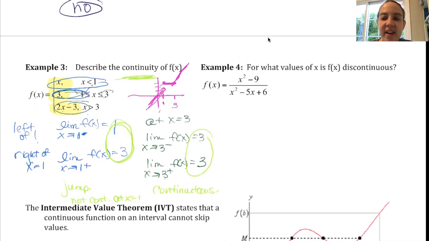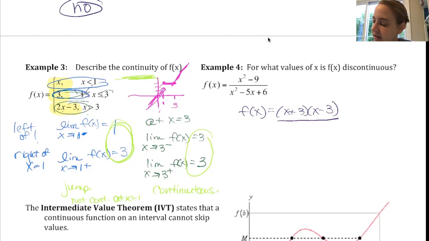Example 4, for what values of x is f of x discontinuous? This one's a little bit easier to see, and I think you'll be happier with this one. What you got to do is some algebra. Calculus is all about the algebra. You want to factor, so the x squared minus 9, reaching way, way, way back, is difference of squares. This is x plus 3, x minus 3.